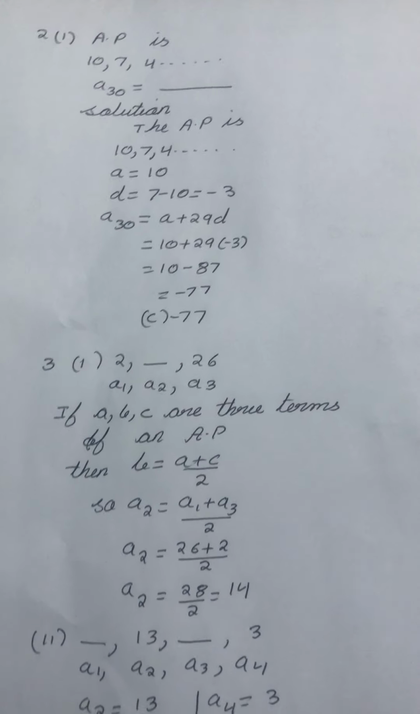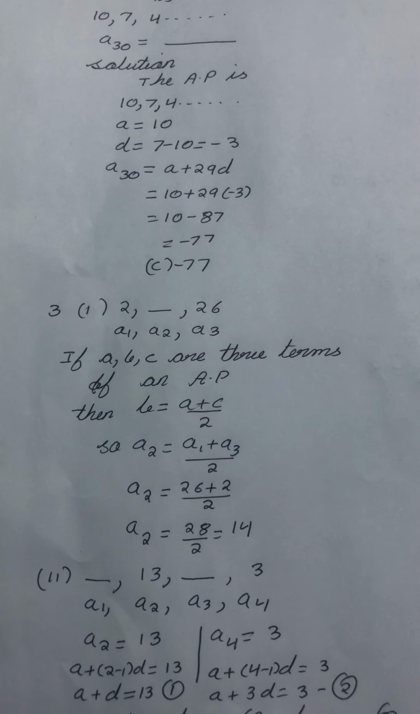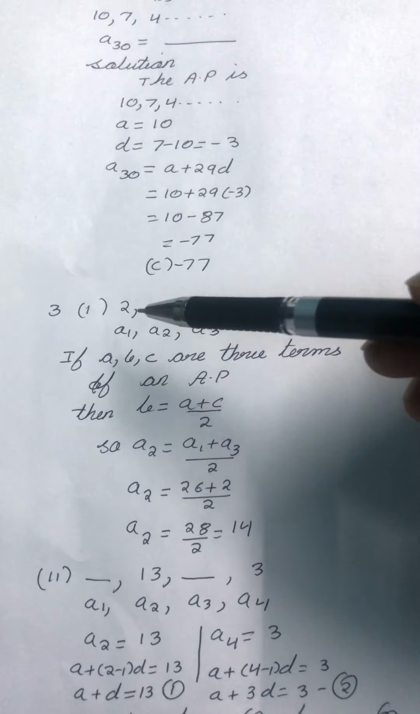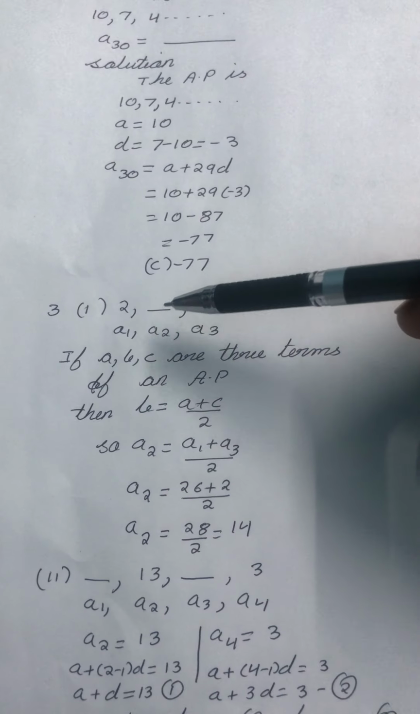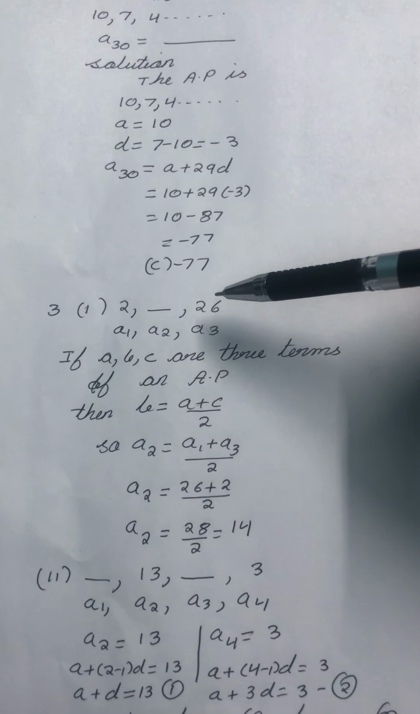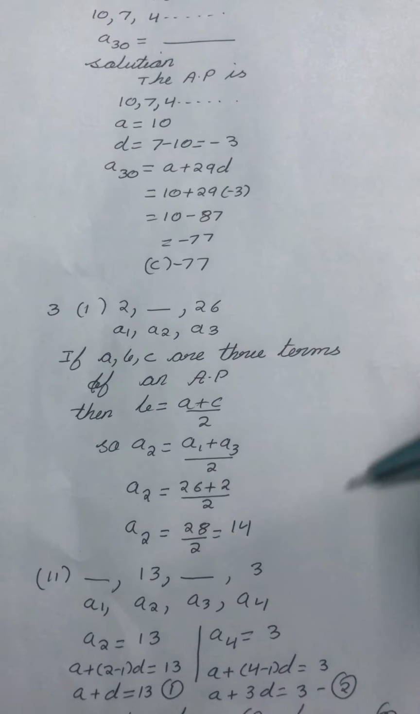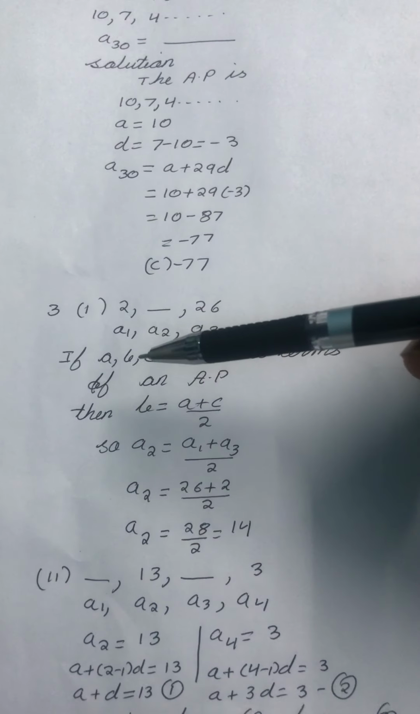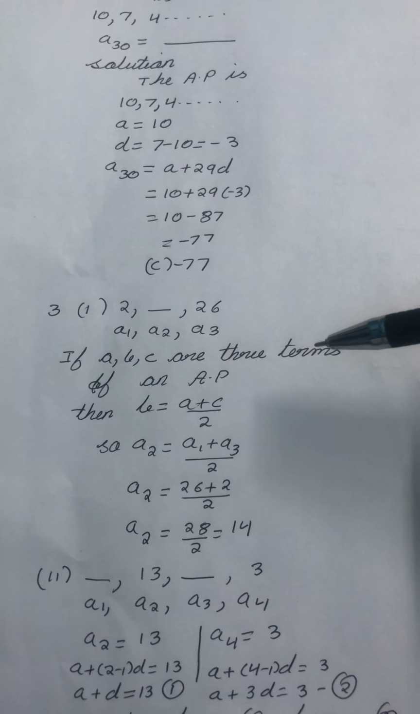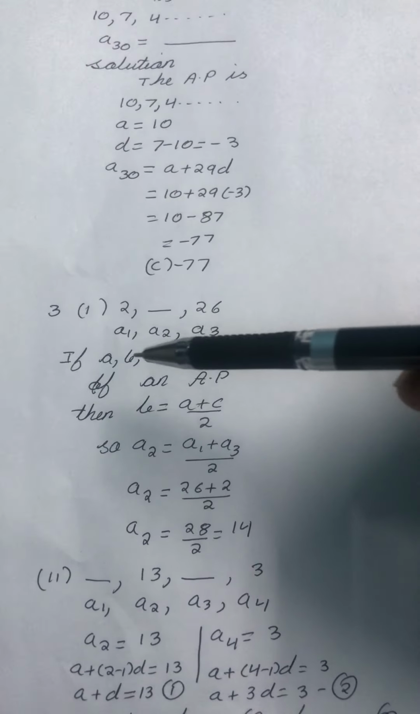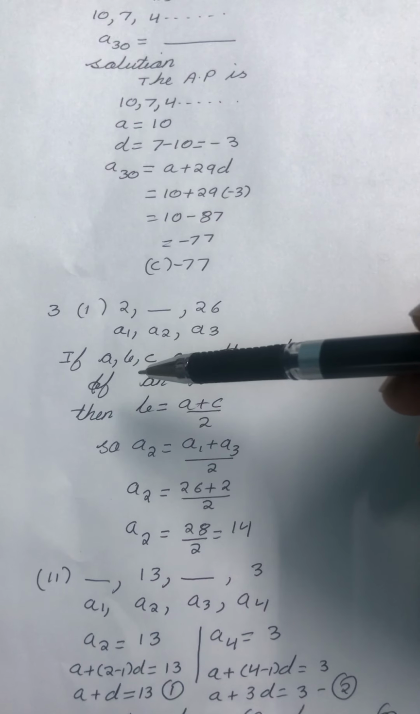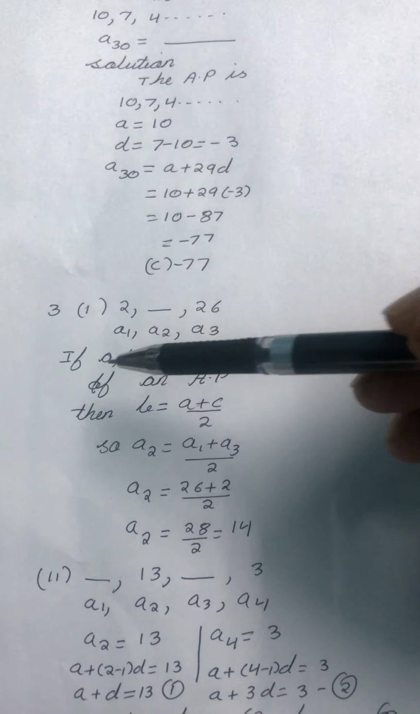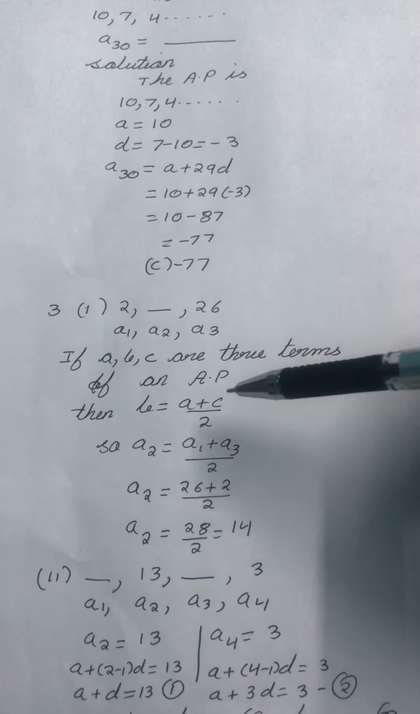Then the third question. In the third question, a few terms are missing. In the first part, the first term was given, the third term was given, and the second term is missing. So first term as A1, second term as A2, third term as A3. Here we use one logic. If A, B, C are three terms of an AP, then the middle term is the average of the first term and the third term. So B equals A plus C upon 2.